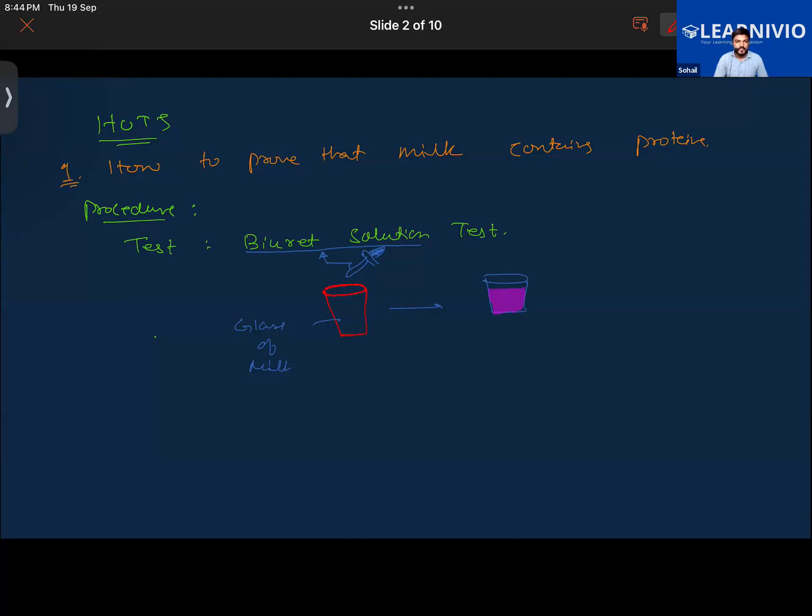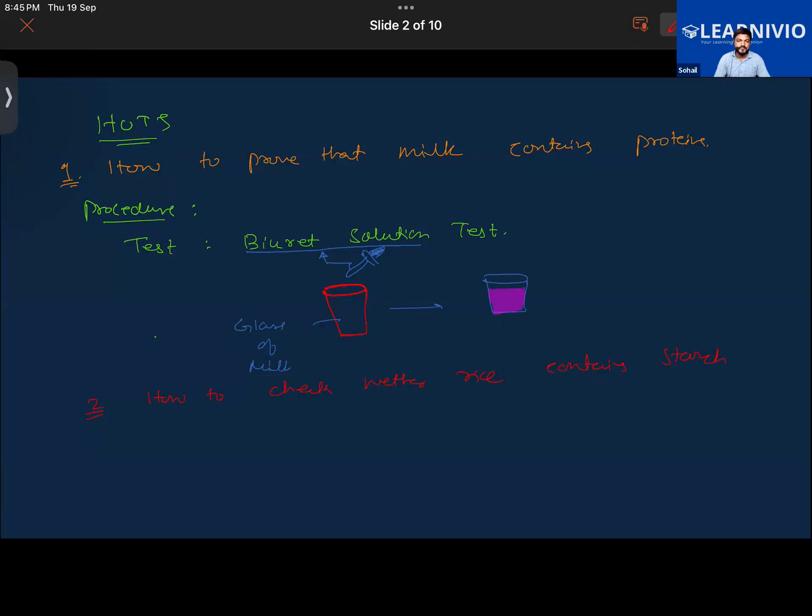You understood this? Yes, sir. Now tell me, how will you check whether the rice contains starch or not? How to check? Sir, you're supposed to put some iodine drops in the rice.